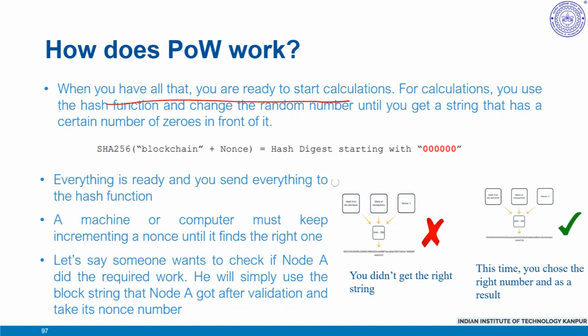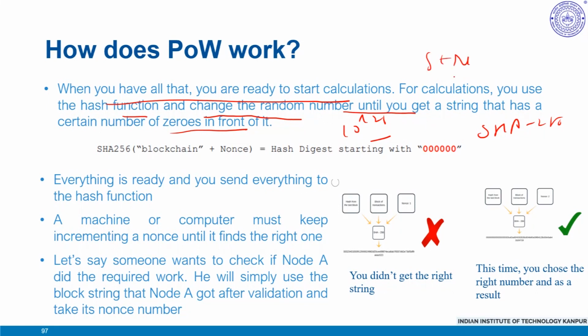For calculations, you use a hash function. Keep changing the random number until you get a string that has a certain number of zeros in front of it. However, this requires 10 to the power 21 calculations given the architecture of SHA 256. That's not a small number. It takes around 10 minutes to find the right number that will give you the needed string, the hash code.